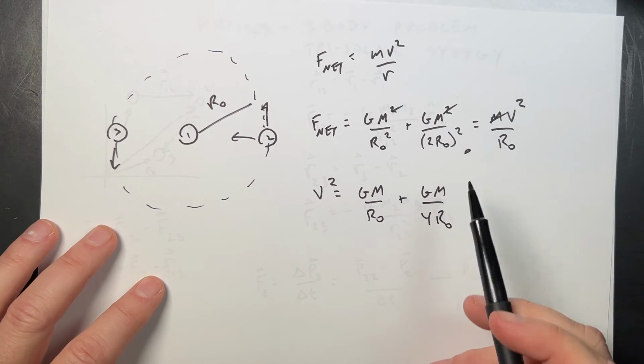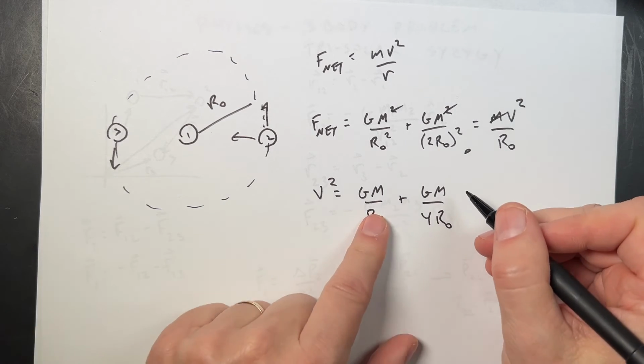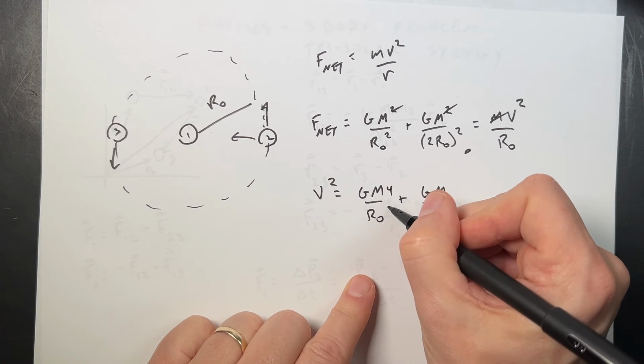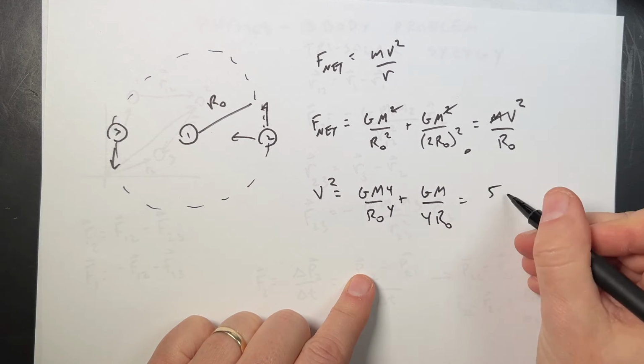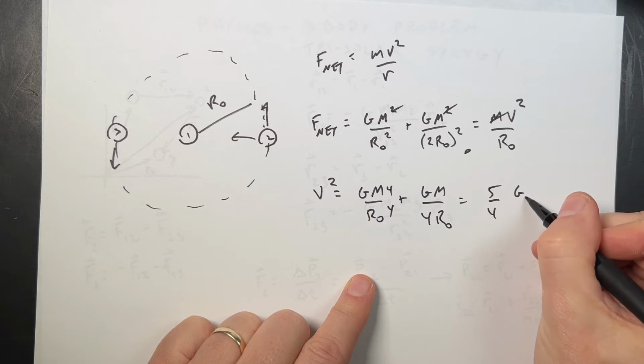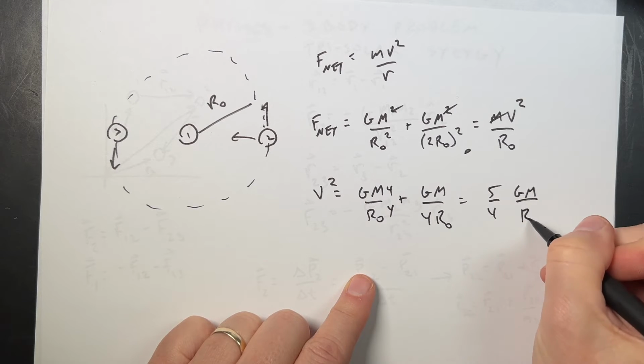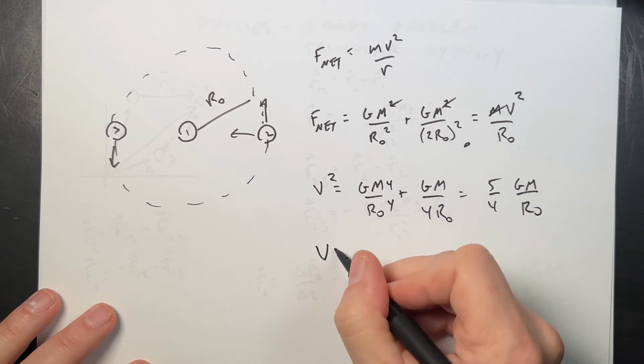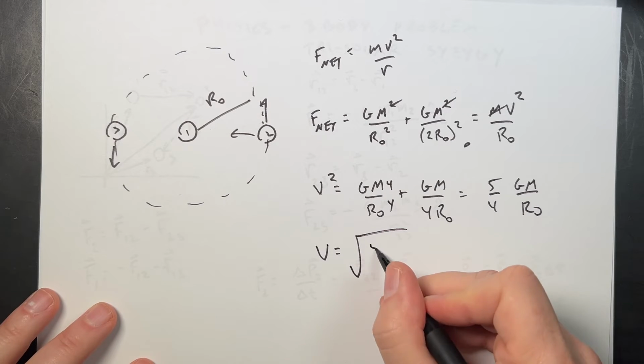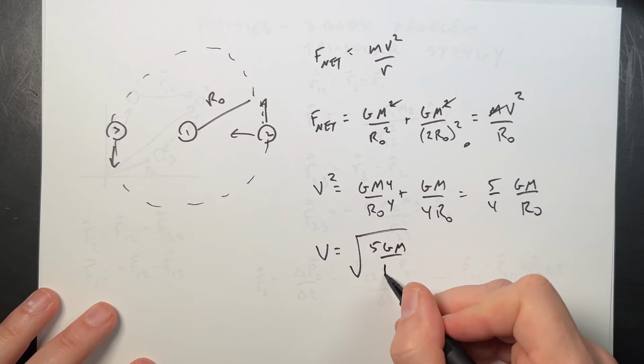Right, because I have to square that too. So now if I add these two together, this is 4 over 4. So I get 5/4 GM over r0. And then I take the square root of that. So v is going to be the square root of 5 GM over r0.